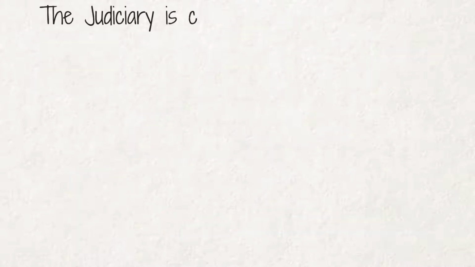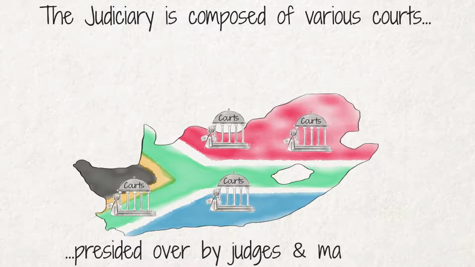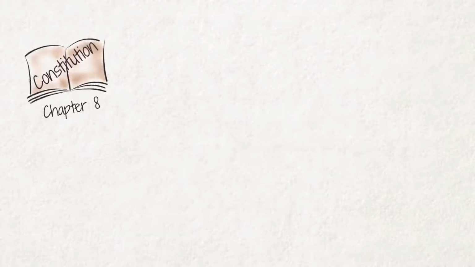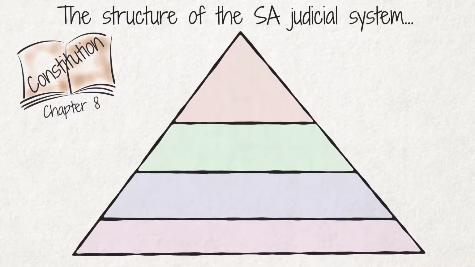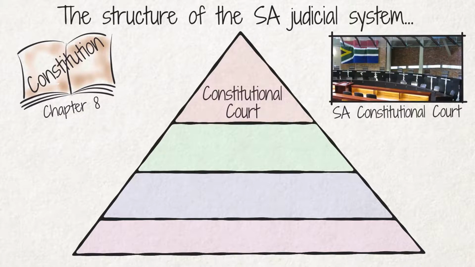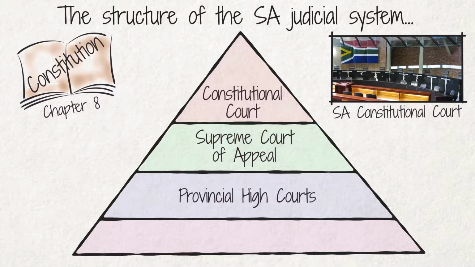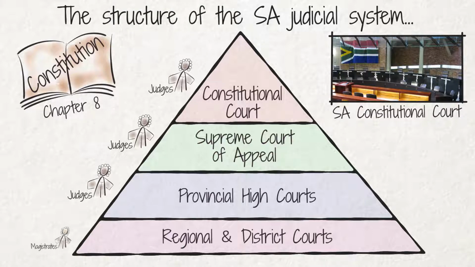The judiciary is composed of various courts across the country, presided over by judges and magistrates. The courts decide disputes and apply the Constitution. Chapter 8 of our Constitution defines the structure of the South African judicial system. At the top of the system is the Constitutional Court. Below it is the Supreme Court of Appeal and the various high courts in the provinces. These courts are presided over by judges. Below the High Court, you find regional and district courts presided over by magistrates.